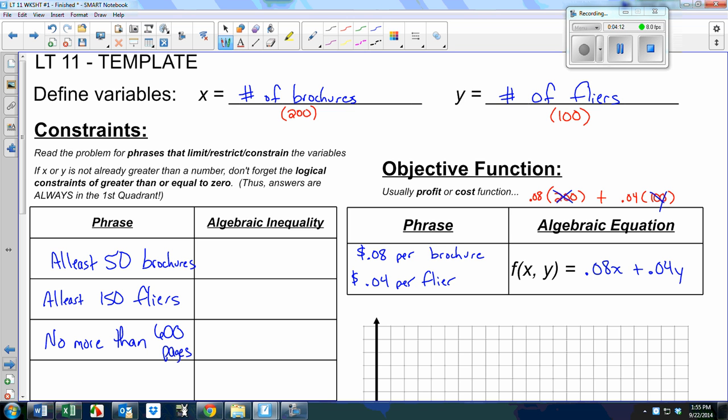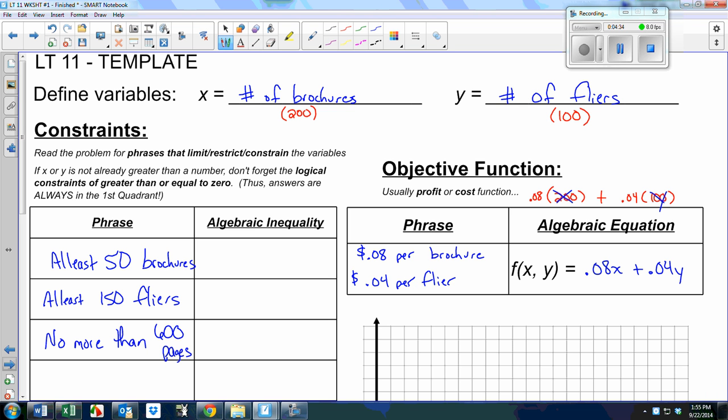The more practice you get at doing this, the less you're going to need the concrete example. Some of you probably didn't need it right then. You just knew what to do, okay? All right, now for the at least 50 brochures. 200, our example, at least 50 brochures. Are we good there? Of course, yes, we're good.